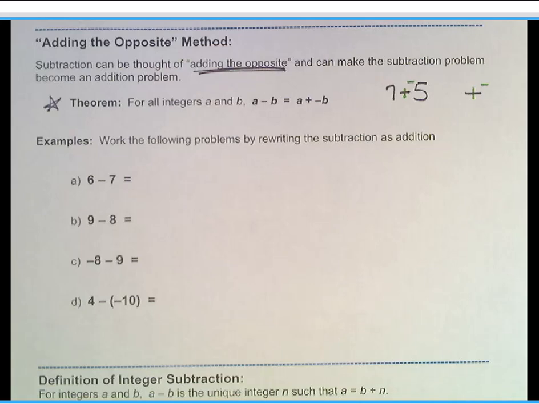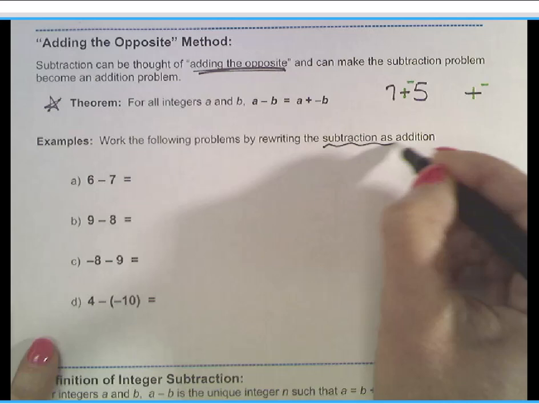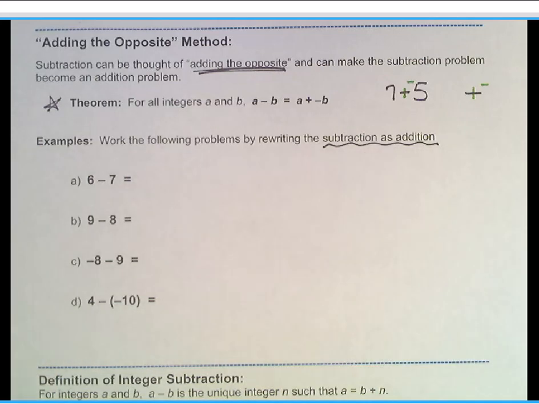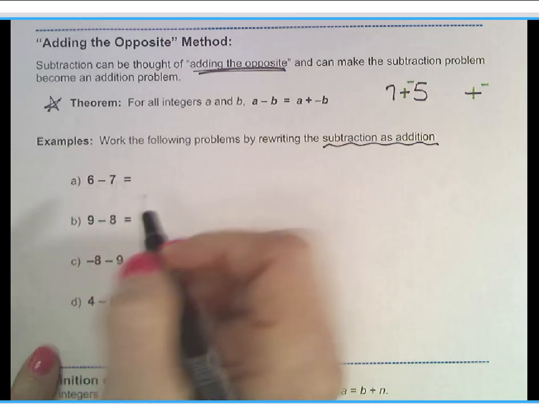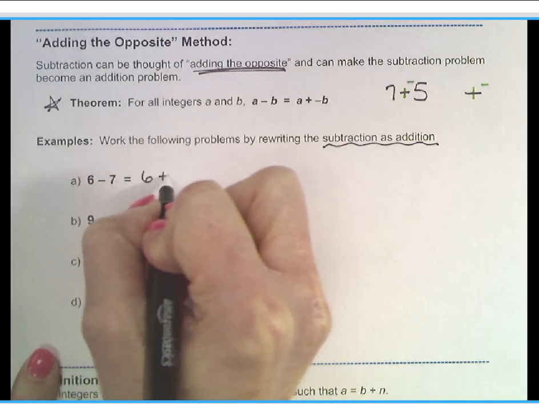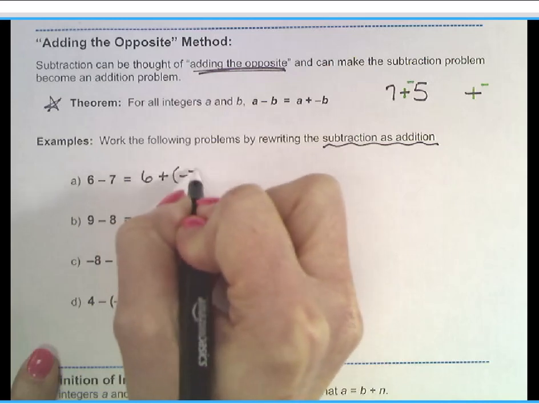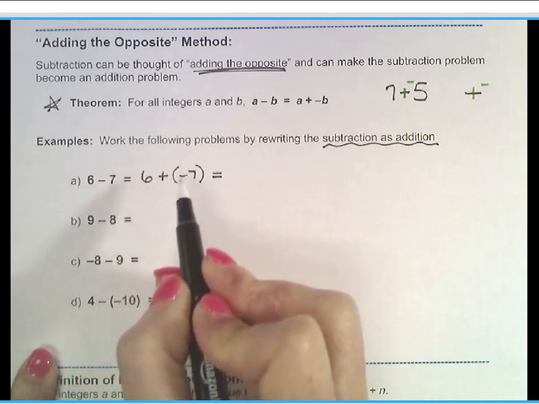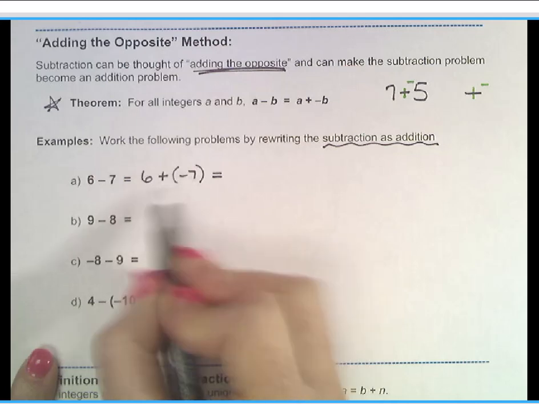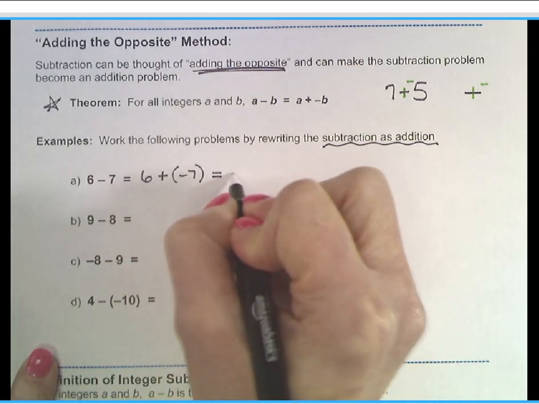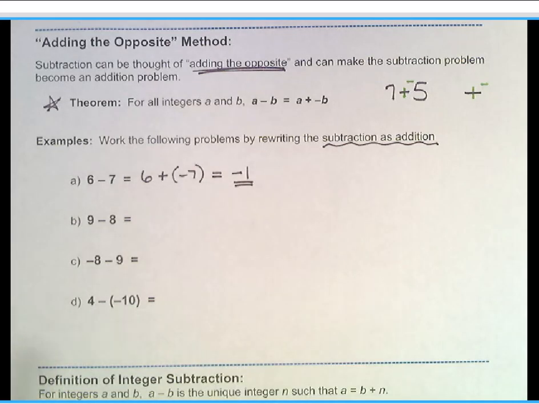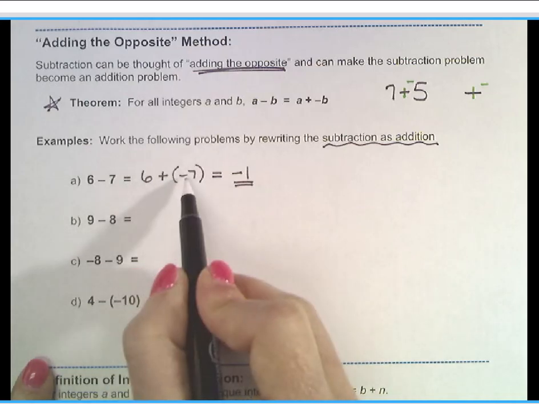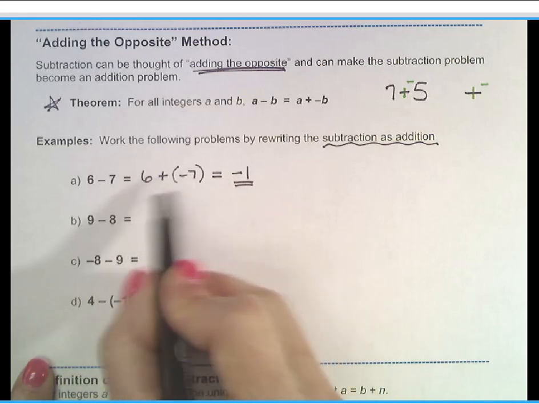It says work the following by rewriting the subtraction as addition. So adding the opposite, that's the phrase. Instead of 6 minus 7, I'm going to do 6 plus, what's the opposite of 7? It's negative 7. If I have 6 and I add negative 7, 6 of those are going to cancel out these 6, and you're just going to be left with a negative 1. You can think of it as a number line, but when you're adding these, the one that's farther from 0 is the negative, so it takes over. That's why the answer is negative. And these are 1 apart.